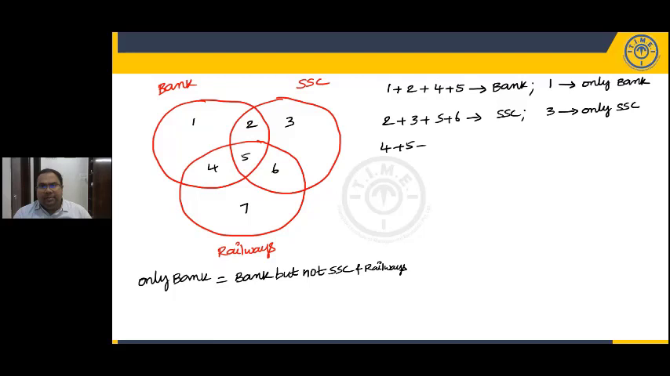4 plus 5 plus 6 plus 7. These 4 regions are railways. What is 7? Only railways. 7 is only railways. Alright. Or I can say railways but not bank and SSC. 5 is all 3 exams.